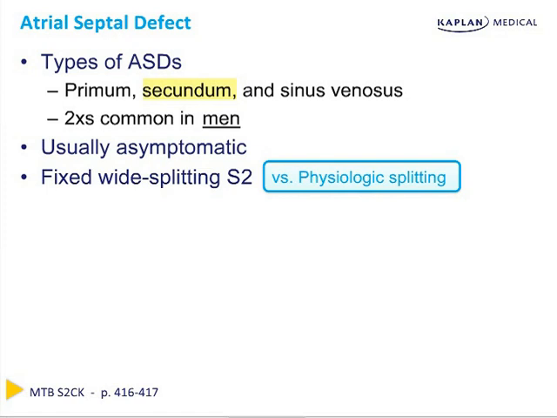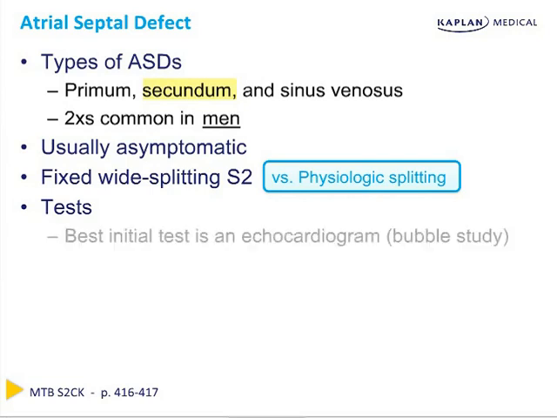So that is sort of the pathognomonic sign for ASD, particularly on your test. The test you're going to order in people with suspected ASDs is the same as for VSD. The first best test is going to be the non-invasive, easy one that can be done practically at the bedside, and it's an echo.